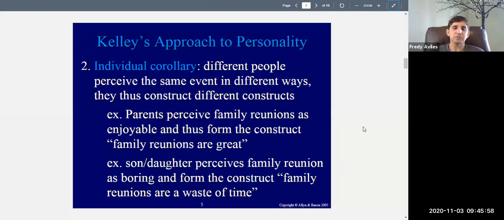So you can see the same situation can be interpreted differently, and people can form different constructs about the same situation because everyone sees the world in their own kind of unique way. Now, people can form the same construct or different constructs, but the point is that people are different and they can perceive things differently and therefore come up with different constructs.